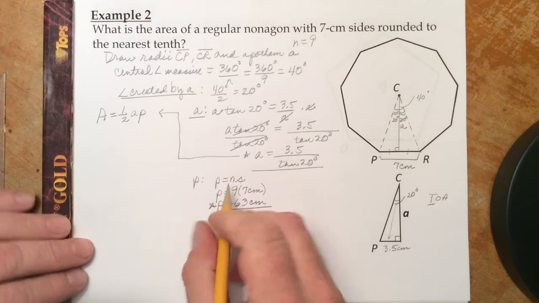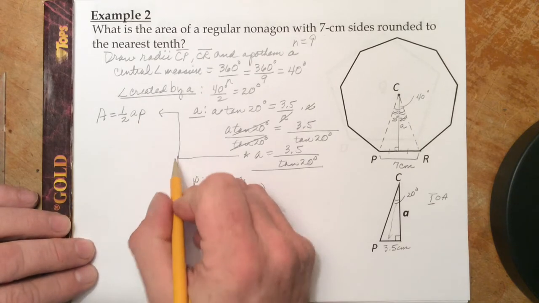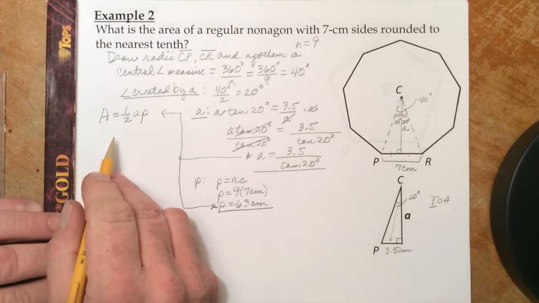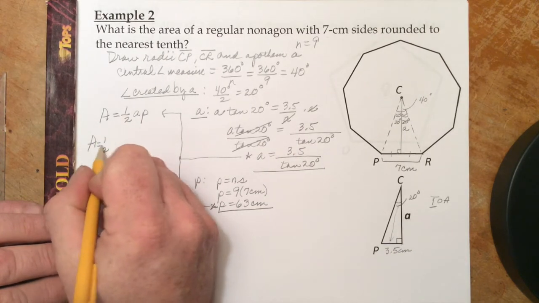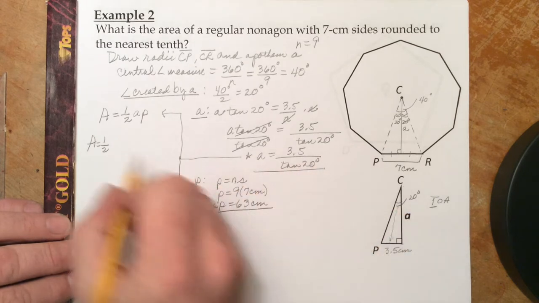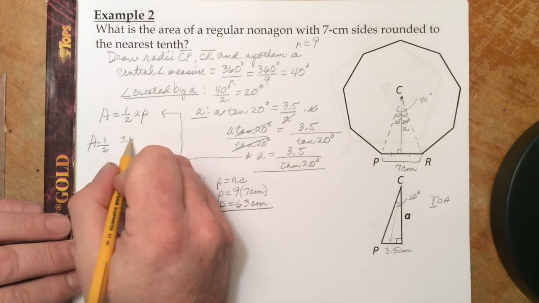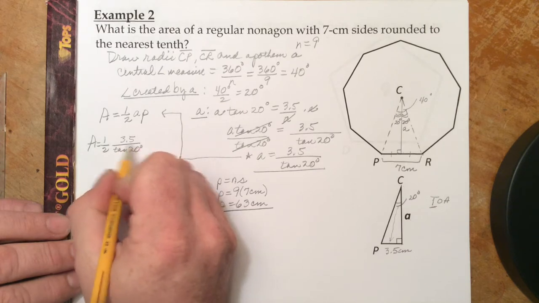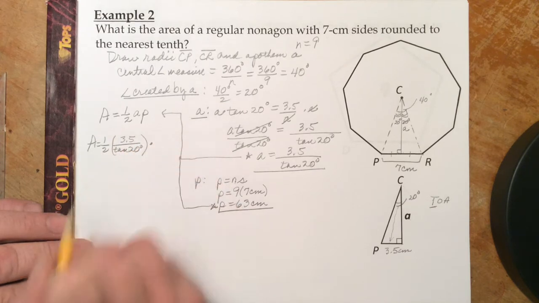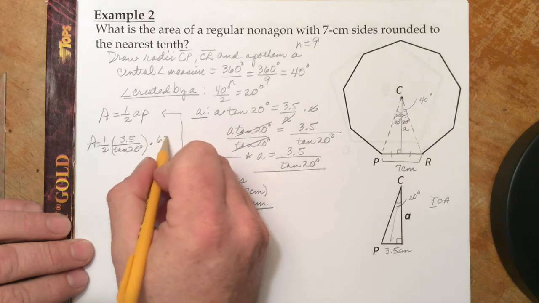Now we use our perimeter, and we figure out our area. So we have A equals 1/2 times A, the apothem, 3.5, over the tangent of 20 degrees, times 63 centimeters.